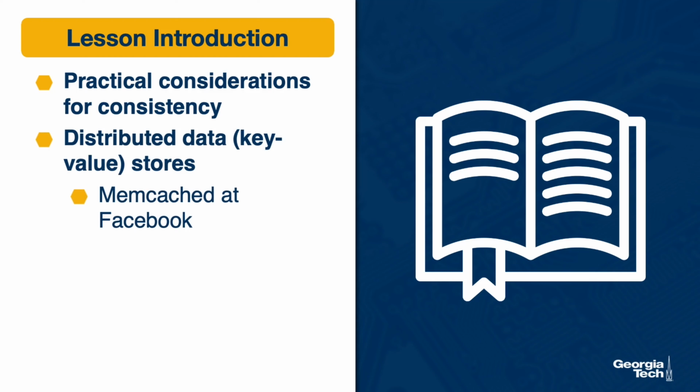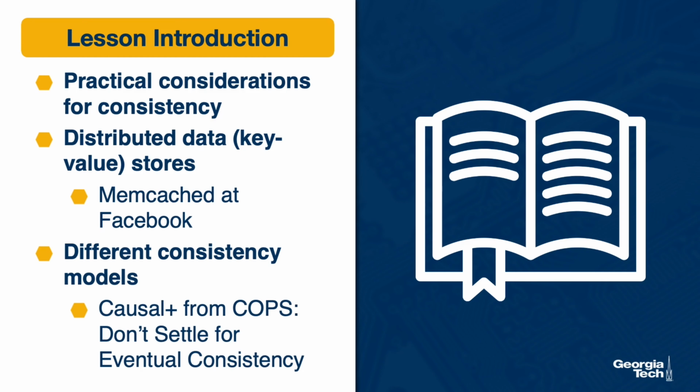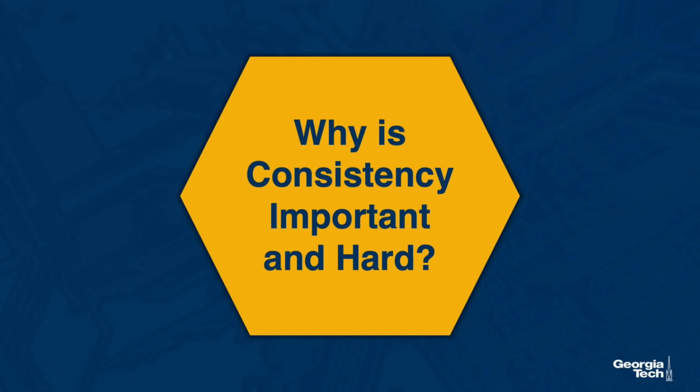We will ground our discussion in the context of globally distributed data stores represented as key value stores, and we will illustrate these by describing Facebook's Memcache architecture. And then we will talk about several consistency models, and for this we will rely on the paper "Don't Settle for Eventual Consistency" (COPS), which describes some of the issues with several consistency models and proposes a new model called Causal+ consistency.